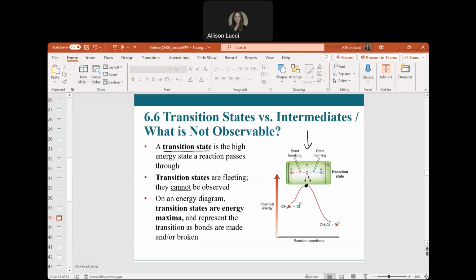It happens usually very quickly. It's at the highest energy point here on the diagram, so it doesn't last very long. Intermediates, on the other hand, we can talk about isolation of those or actually being able to observe those, but transition states we cannot. In this specific case here, we see a bond breaking and a bond forming at the same time. And this is the general notation of a transition state.